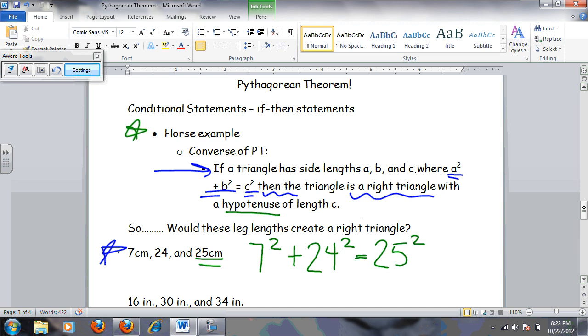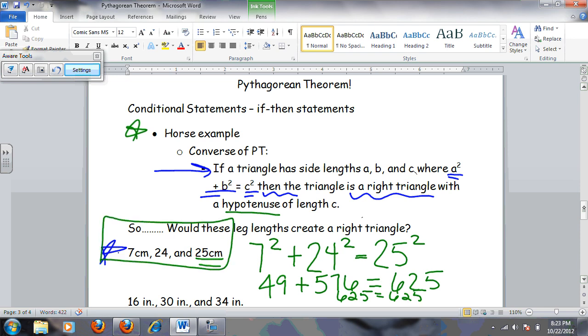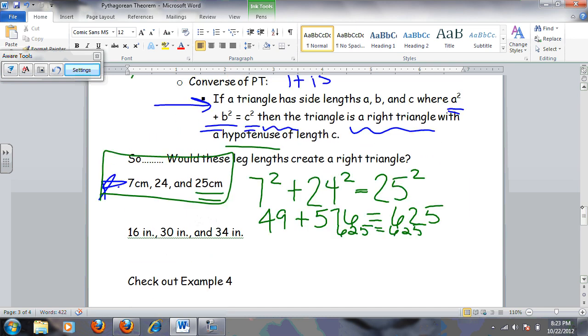Let's try. 7 squared we know is 49 plus 24 squared is 576. And does that equal 25 squared, which is 625? 576 plus 49 does in fact equal 625. So indeed, those 3 measurements would be the 2 legs and the hypotenuse of a right triangle. Because of the Pythagorean theorem, they can be used to substitute into the Pythagorean theorem.